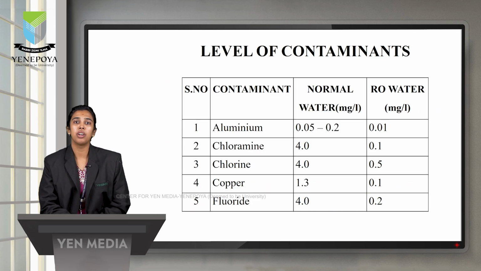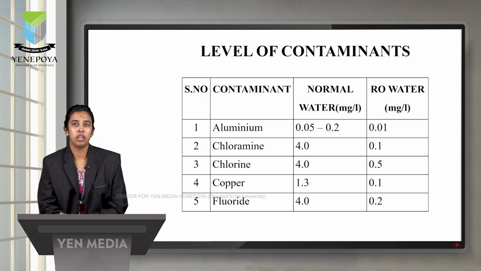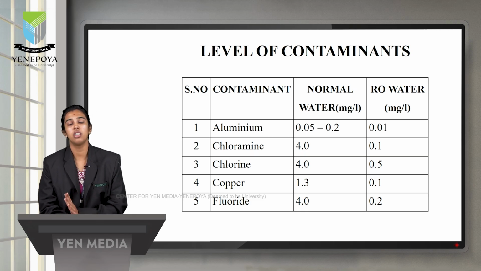So the levels of contaminants in normal water and in RO water are as follows. Aluminium is 0.05 to 0.2 in normal water, and RO water should contain 0.01. Chloramine is 4, and RO water should contain 0.1 milligram per liter. Chlorine is 4, and RO water should contain 0.5. Copper is 1.3, and RO water should contain 0.1. Fluoride is 4, and RO water should contain 0.2. These are the levels of contaminants in normal water and what the levels should be in the RO water, that is, the final purified water.